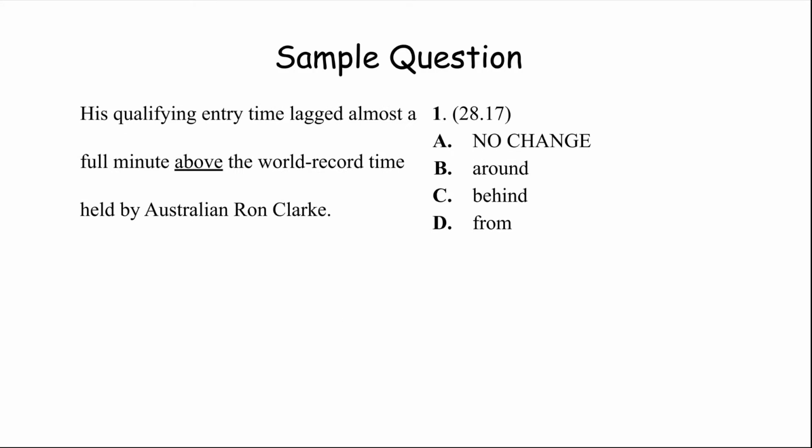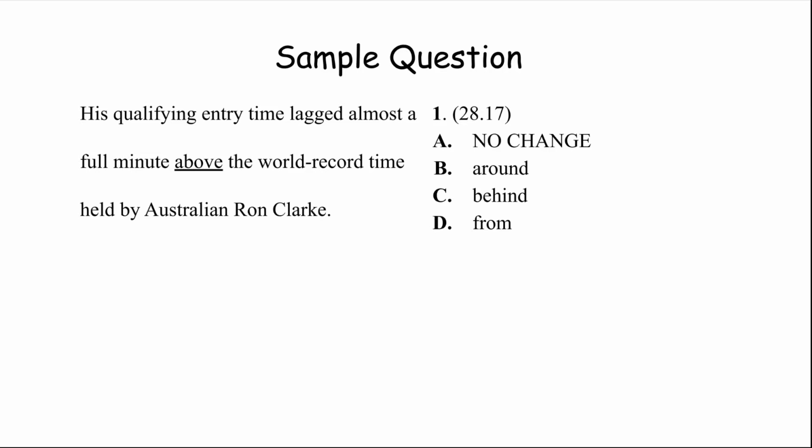So we're going to go through a sample question together. This one says, his qualifying entry time lagged almost a full minute above the world record time held by Australian Ron Clark. Our underlined word is above, and we can see the choices are around, behind, from. So again, not really asking about grammar, this is more about what sounds right. And when we look at the beginning of the sentence, his qualifying entry time lagged. So that means it's behind. He's slower than the other people. So why would he be almost a full minute above the world record holder? If he's lagging, he's slower and he's behind.